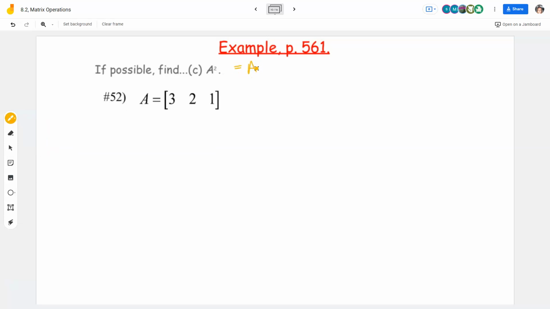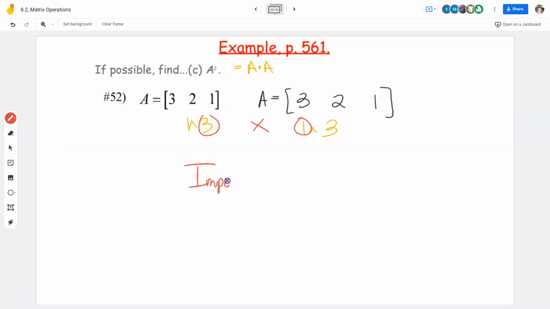A times A. It's impossible, because there's not enough rows for the columns. Because if you put them next to each other, question, how does multiplication work? I go across. I have a 1 by 3 with a 1 by 3. Can I cross down? No. So you did 3 by 1. So you can never do it, unless it's a 3 by 2.